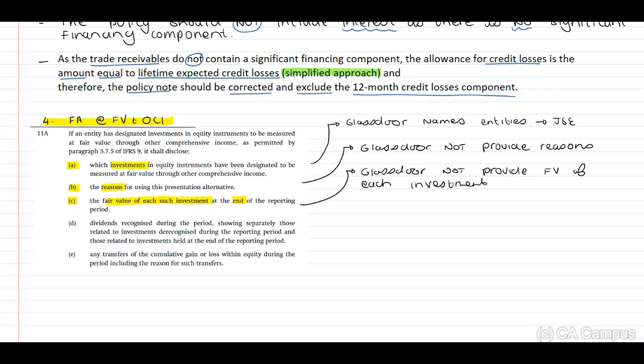Okay, D: dividends recognized during the year, showing separately those related to investments derecognized during the reporting period and those related to investments held at the end of the period. Because they've indicated to us that there is dividends, but they didn't indicate the details, there's no detailed disclosure in terms of the investments' dividends received.